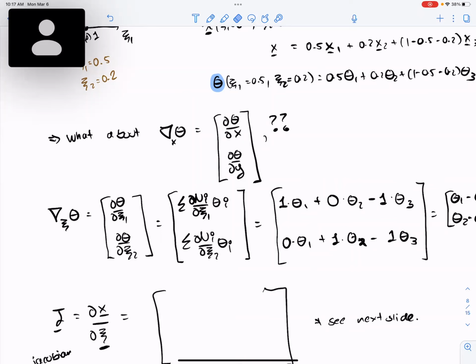But again, this one right here is the gradient of theta with respect to psi, which is not what I want. As we'll see next, after spring break, when we go back to the weak form, the weak form does not have a gradient with respect to psi. The weak form has a gradient with respect to x. So we somehow still need to be able to calculate those gradients.